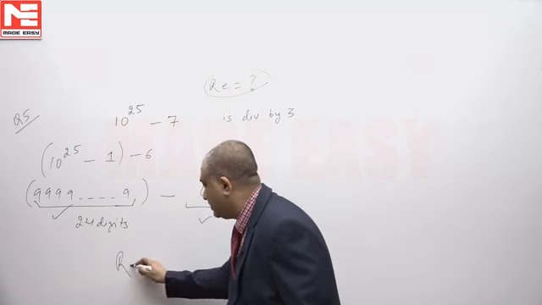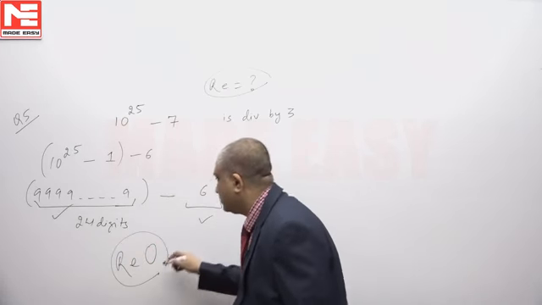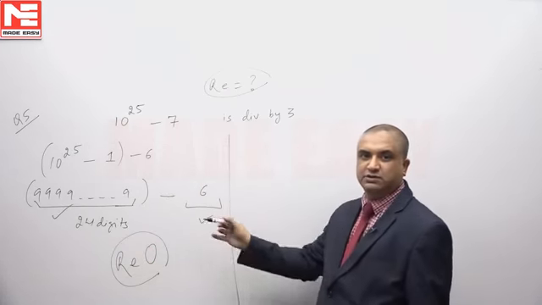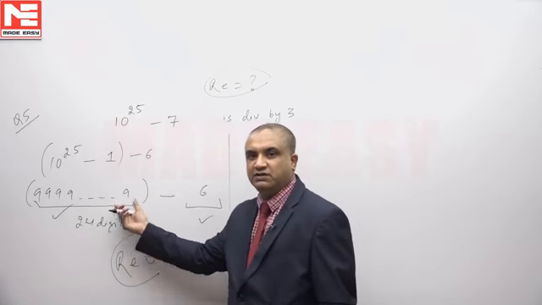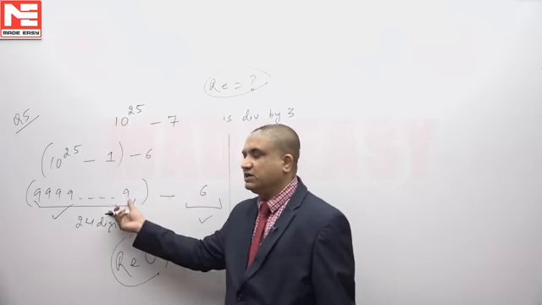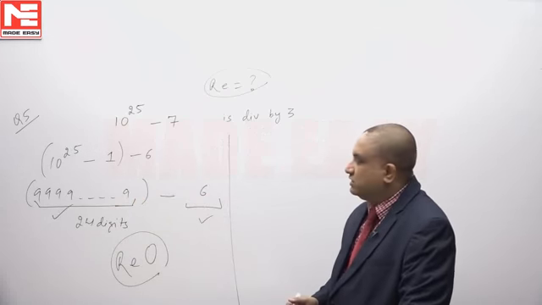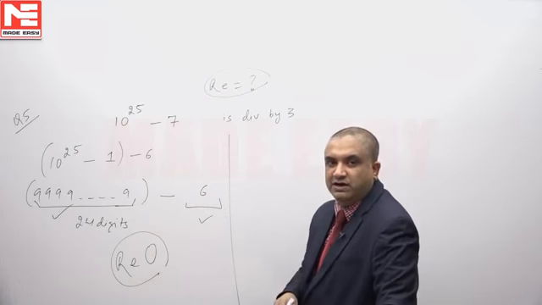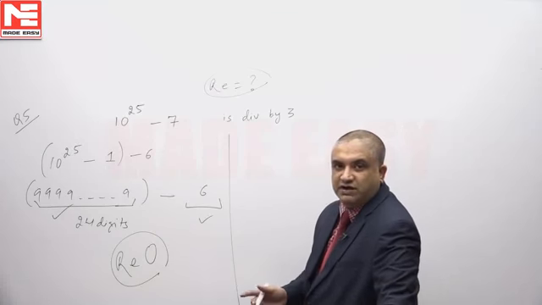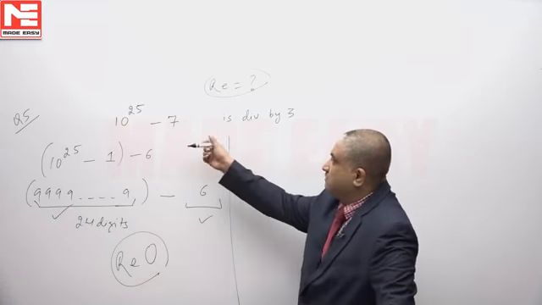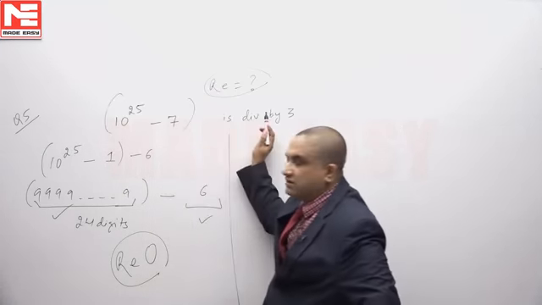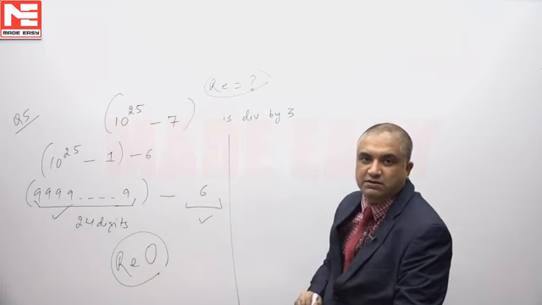Hence, in this particular case, the remainder will be 0. Both the numbers are thoroughly divisible by 3, so when this complete number is divisible by 3, the remainder will come out to be 0.